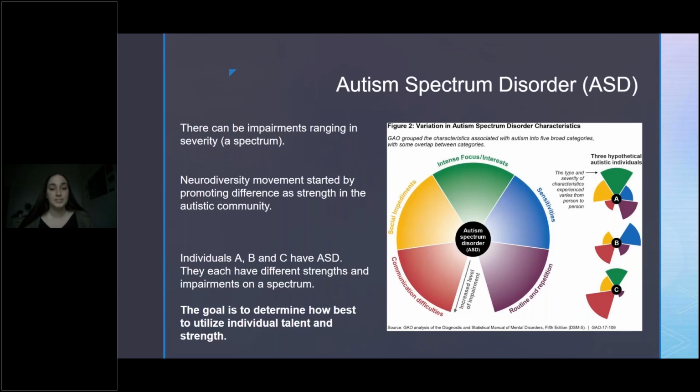As an example, as suggested by its name, autism spectrum disorder has individuals experiencing traits or impairments on a spectrum. Each trait varies from person to person. The large color wheel in the center shows examples of traits that are associated with ASD. And we can see that the people labeled A, B, and C each have a different combination of these traits to varying degrees. What this means is that these people experience the world differently from one another, may have different impairments, but more importantly for us today, they have different strengths as a result of this diagnosis as well. The goal really is to determine how best to utilize these individual talents and strengths. Next, please.